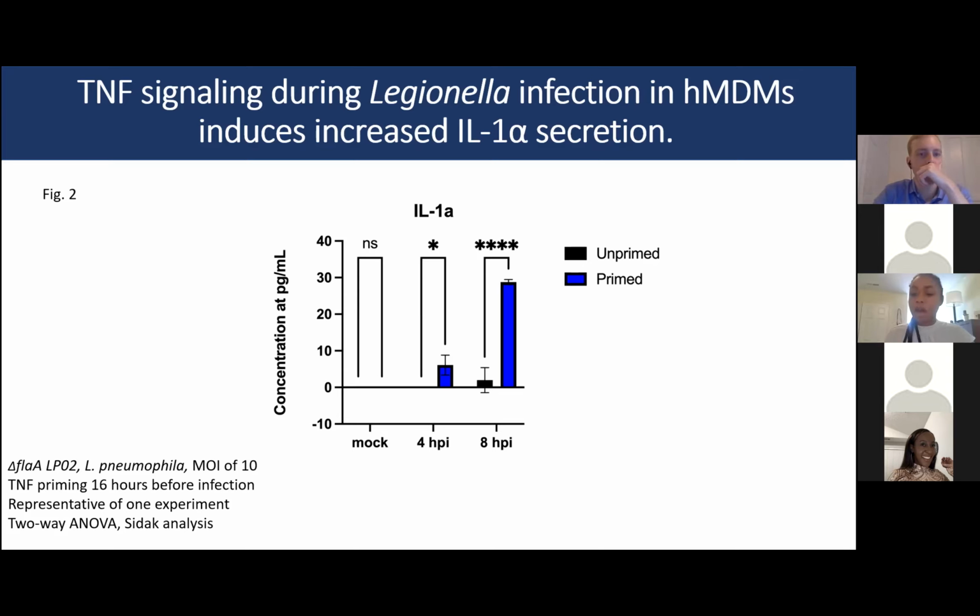As you can see here, at 4 and 8 hours post-infection, when we infected our macrophages with Legionella, we see a significant difference in IL-1 alpha secretion after infection. This suggests to us that TNF signaling does enhance IL-1 alpha secretion during infection to elicit a robust immune response to Legionella.